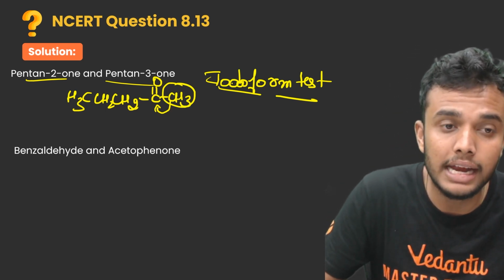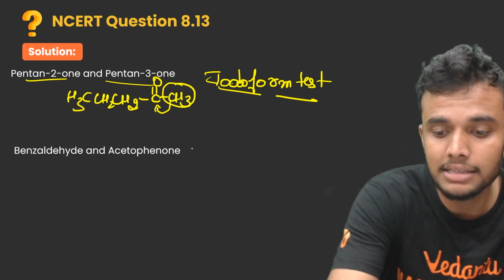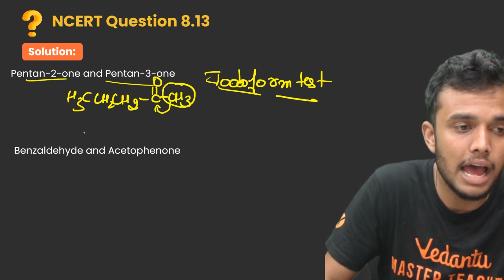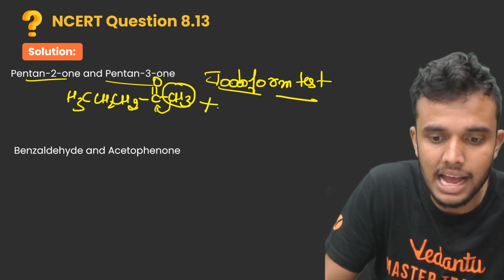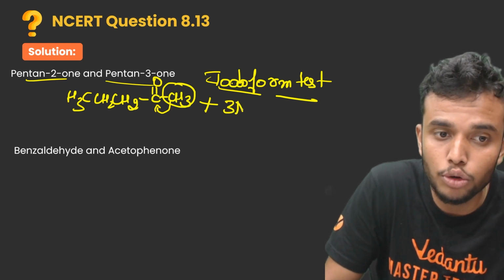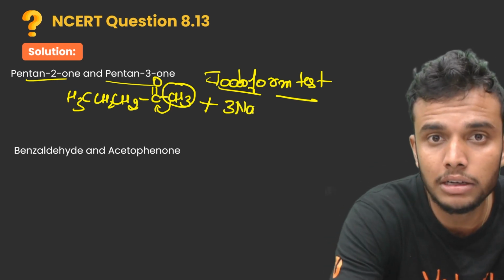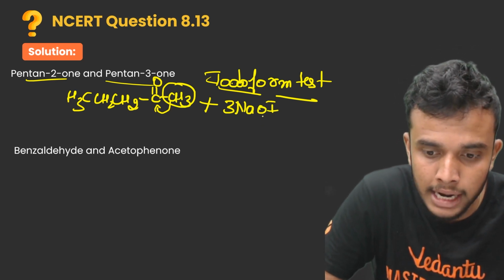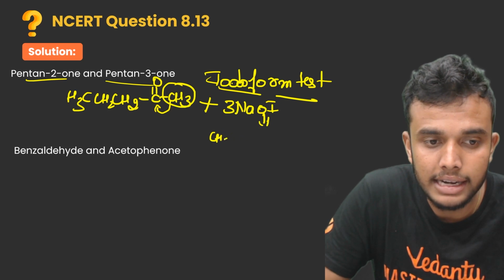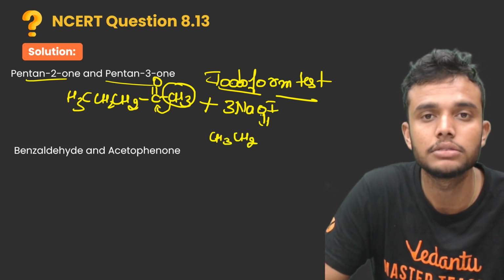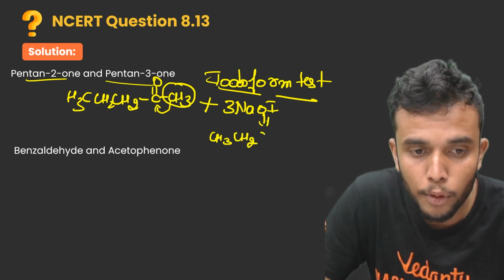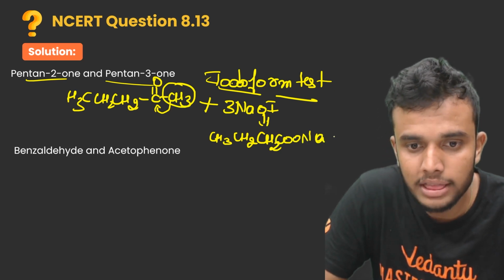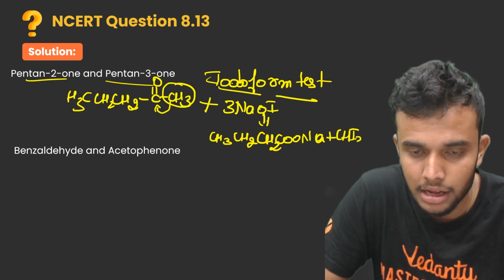The iodoform test is nothing but it yields what? It yields CHI3, iodoform. The compound reacts with NaOH and iodine, that is, sodium hypoiodite. It yields sodium propanoate, CH3CH2COONa, along with the CHI3, the iodoform.